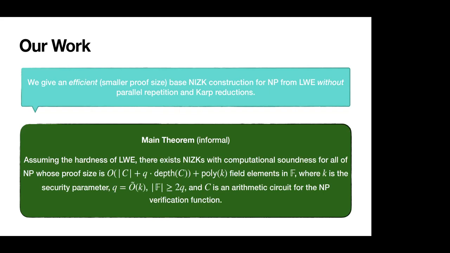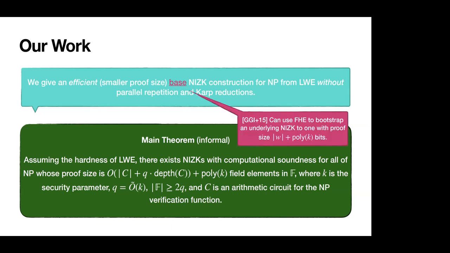there exist NIZKs with computational soundness for all of NP, whose proof size is O of C plus Q times depth of C plus poly K field elements in some finite field F, where K is a security parameter, Q is quasi-linear, and the size of the field is as large as 2 times Q, and C is an arithmetic circuit for the NP verification function for some NP language L.